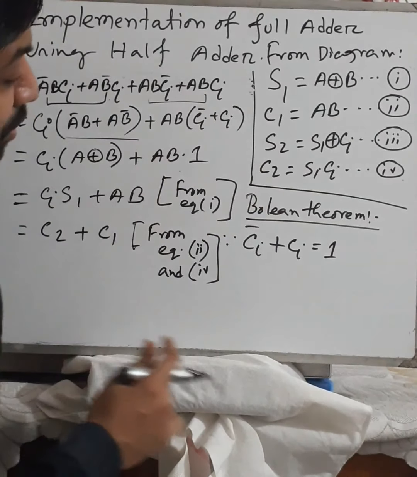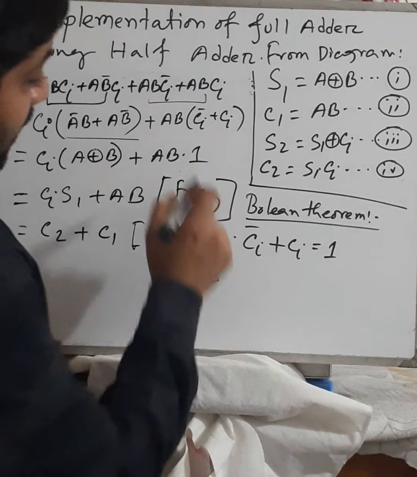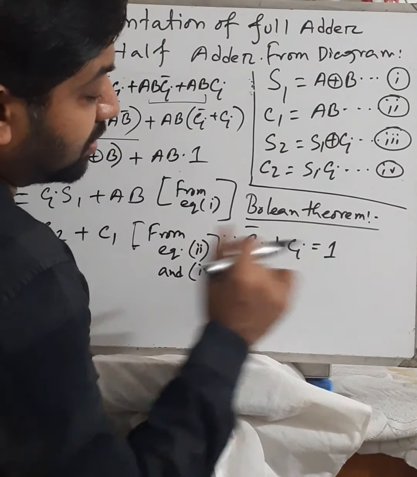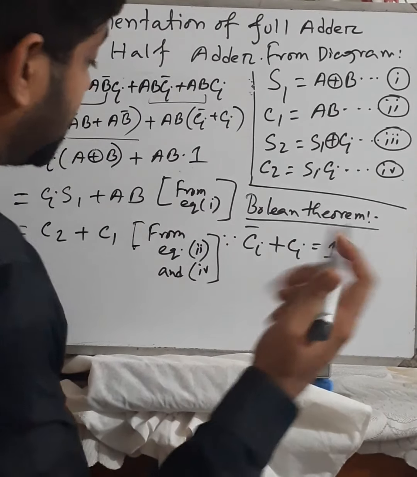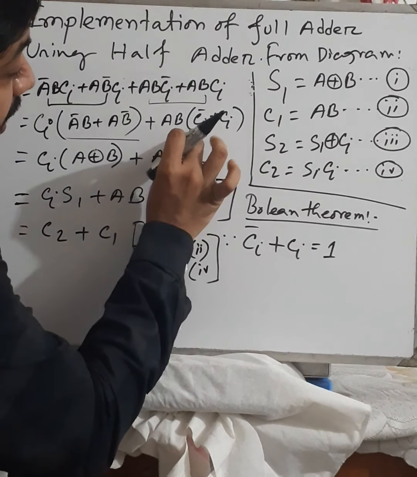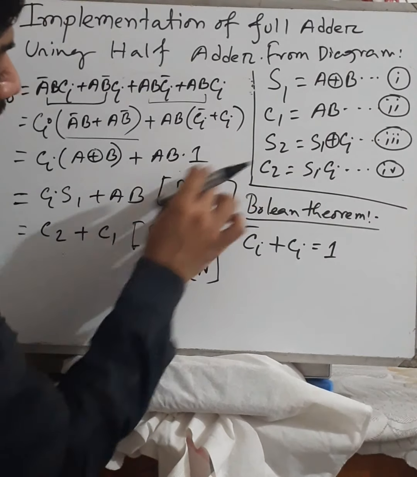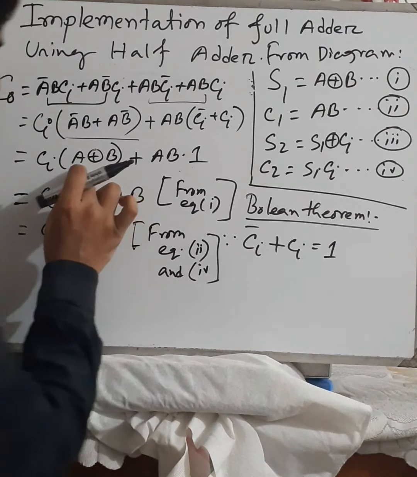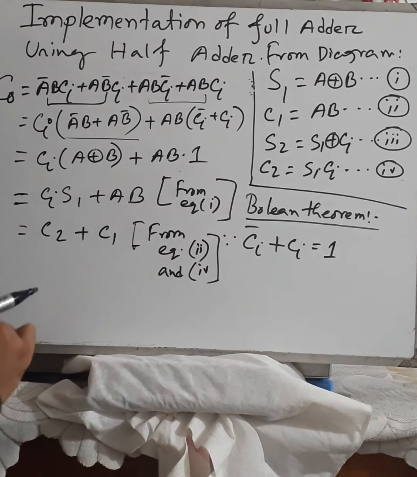After that we have another Boolean theorem, Ci bar plus Ci equals 1. We already know about it. It's a basic Boolean theorem, Ci bar plus Ci equals 1. I put down the same two theorems here, A exclusive-OR B and this one, 1.